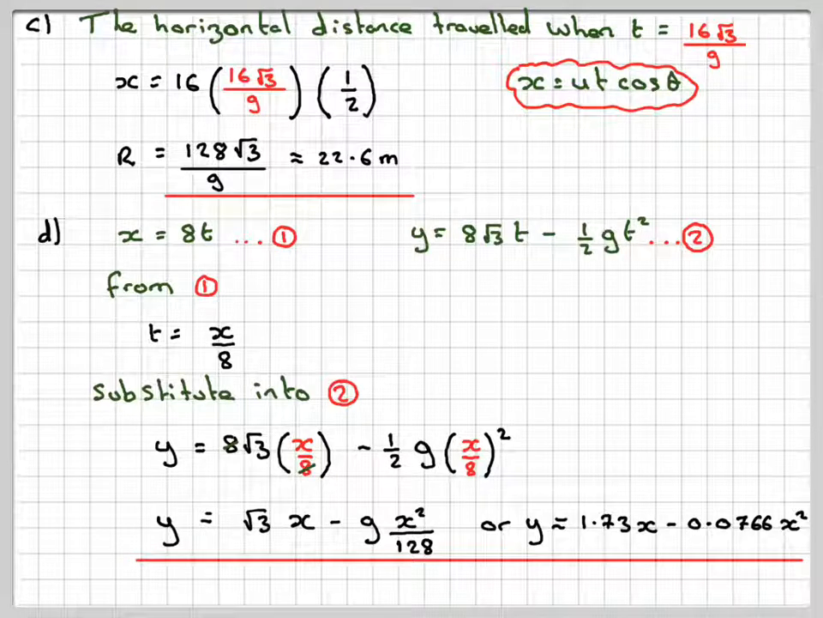Okay, so this has been a video to show you how to find the maximum height, the time of flight, the horizontal distance travelled, and the equation of motion of a particle being thrown at 60 degrees to the horizontal with initial velocity 16 meters per second.